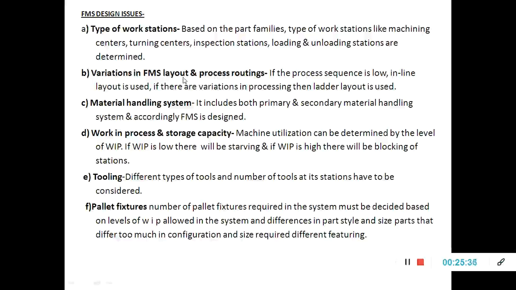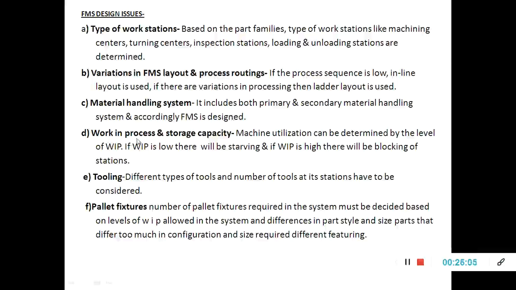There are different types of layouts: inline layout, ladder layout, L type layout. Inline means a number of machines are in a single line. Ladder means it is like a ladder section, a closed ladder section in which the number of workstations are added in a ladder shape. Third one is the material handling system. It includes both primary and secondary material handling systems according to the FMS design.